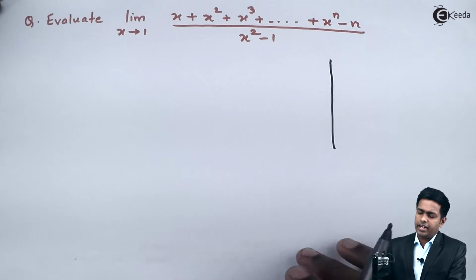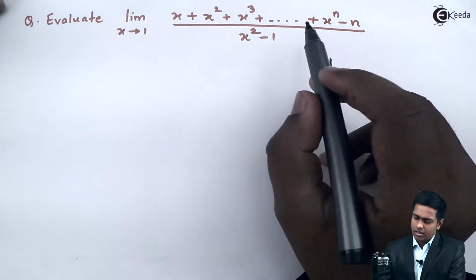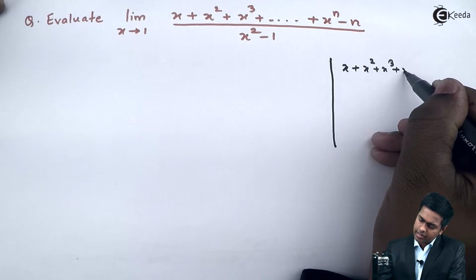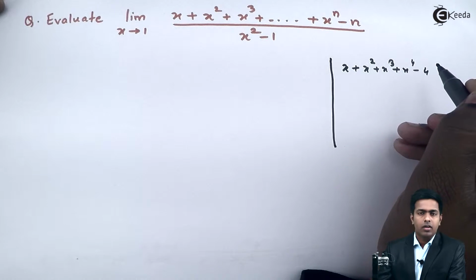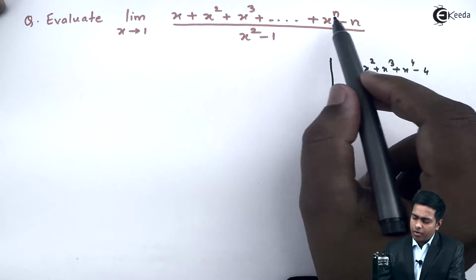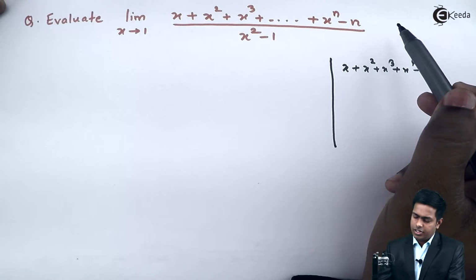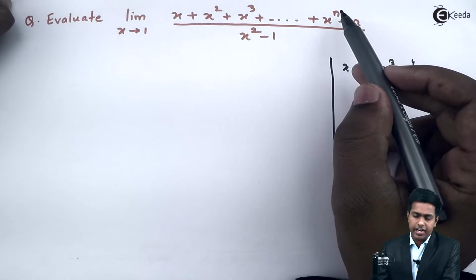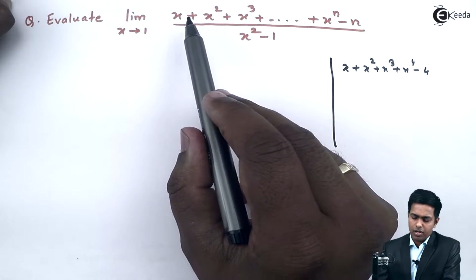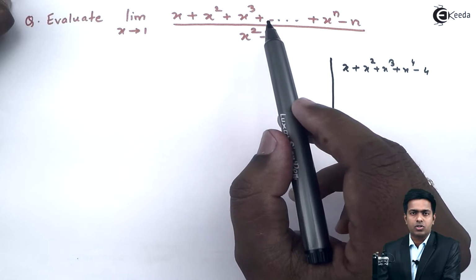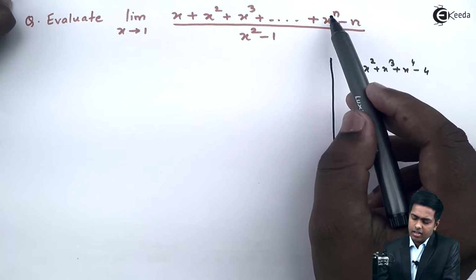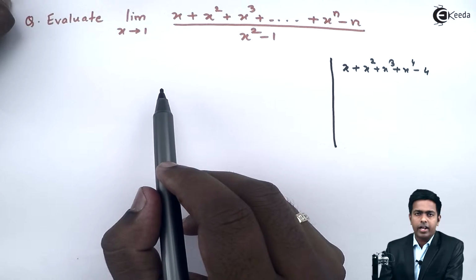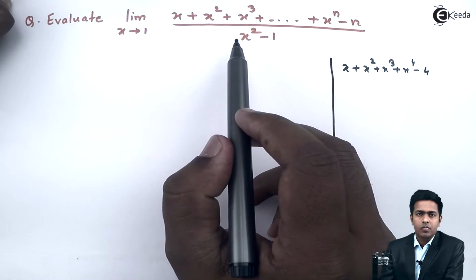So let's say n is 4, then this will become x + x² + x³ + x⁴ − 4. It means the term in the numerator will change as the value of n changes. So when we assume n as 8, this will become x + x² + x³ and so on till x⁸, and this will be minus 8. So let's see how we get the answer for this term.